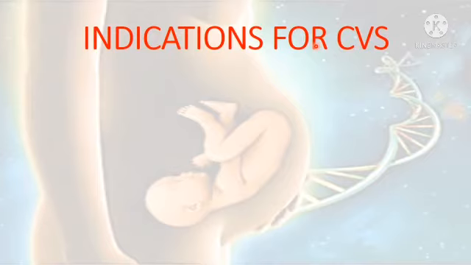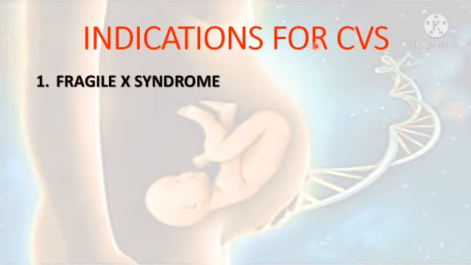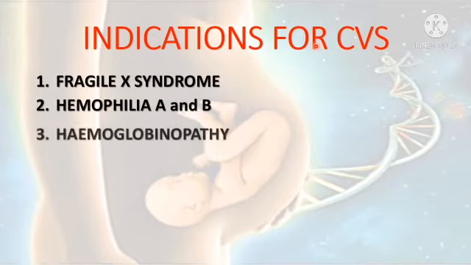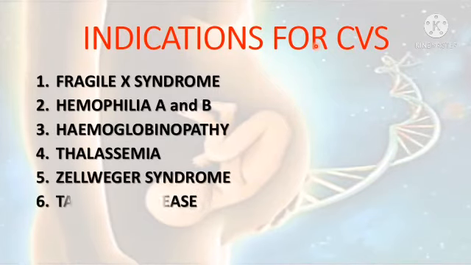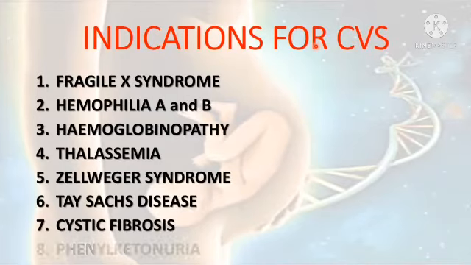So it is mainly done around 10 to 12 weeks of gestation in order to identify single gene disorders like Fragile X syndrome, hemophilia A and B, hemoglobinopathies, thalassemia, Zellweger syndrome, Tay-Sachs disease, cystic fibrosis, phenylketonuria. There are many other indications for chorionic villus sampling. You can easily remember hemophilia A and B, hemoglobinopathies, thalassemia. So if you know all these, you can also remember some storage disorders like Tay-Sachs disease, cystic fibrosis.